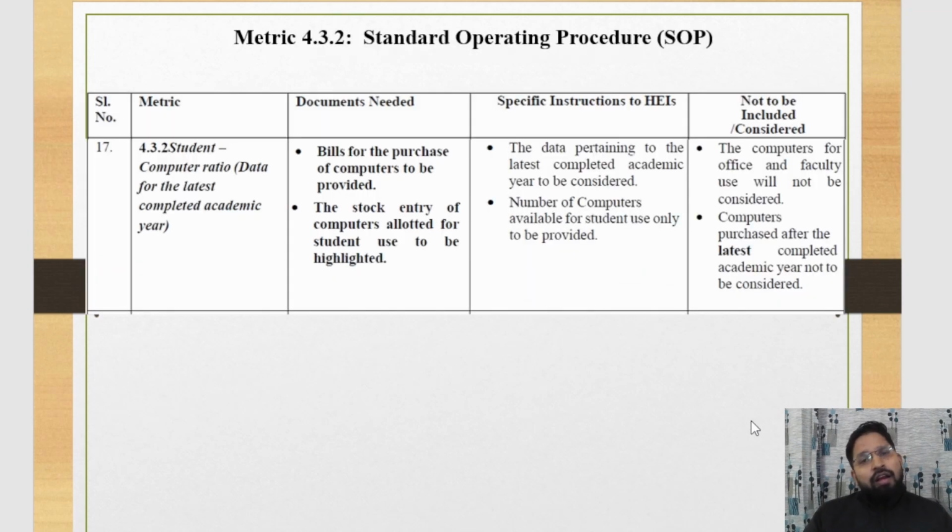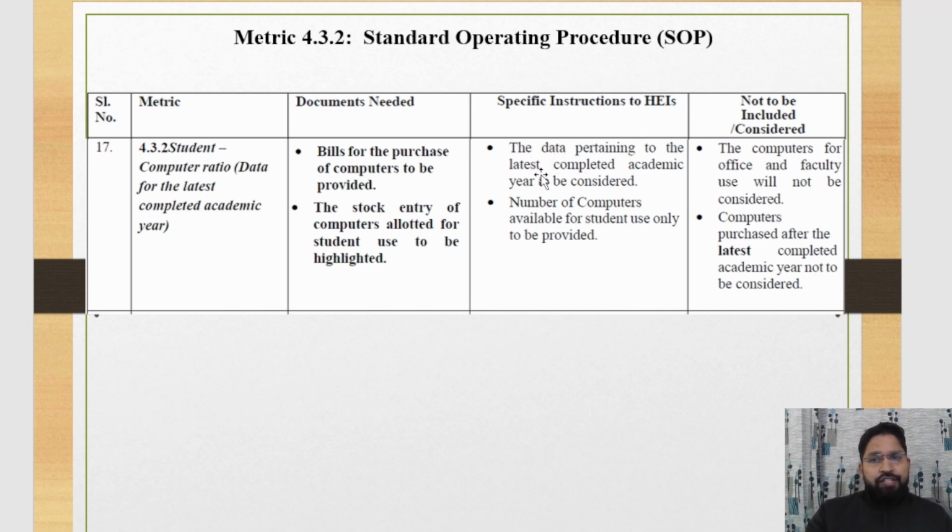Now we discuss the SOP of 4.3.2. In this matrix, we discuss the supporting documents needed. If we include some additional computers in the current session, then you should provide the bill of those computers, and the stock entry of computers allocated for student use should be highlighted.